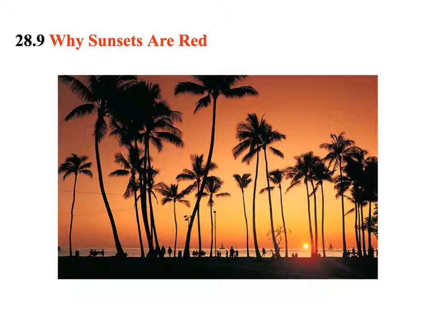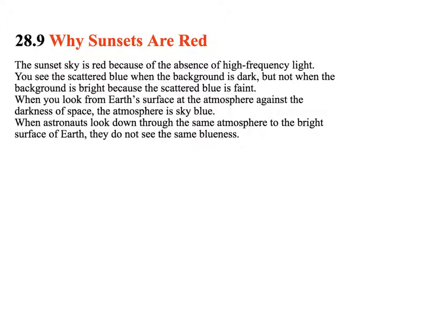As you see, as the sun is setting, it has a lot more atmosphere to go through. That's why you're seeing the reddish tint to the sky. The sunset sky is red because of the absence of high-frequency light. You see the scattered blue when the background is dark, but not when the background is bright, because the scattered blue light is faint. When you look from Earth's surface at the atmosphere against the darkness of space, the atmosphere is sky blue. When astronauts look down through the same atmosphere to the bright surface of the Earth, they do not see the same blueness.